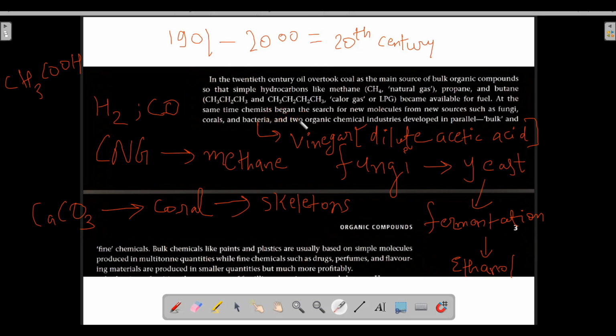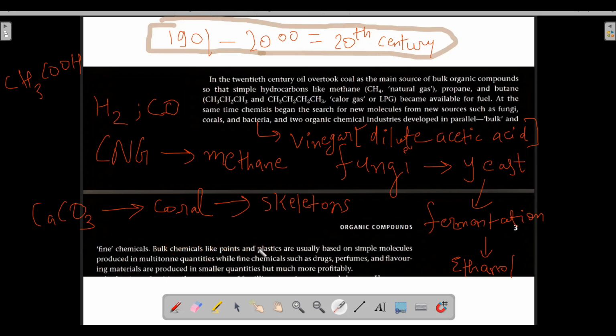And then what happened? Two organic chemical industries developed in parallel. When did they develop in parallel? During this particular period, two types of organic chemical industries developed in parallel. One is the bulk chemical industry and the other is the fine chemical industry. Okay, so two types of industries emerged: bulk and fine chemicals.